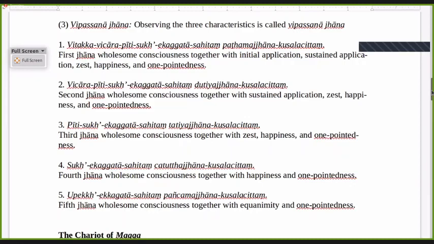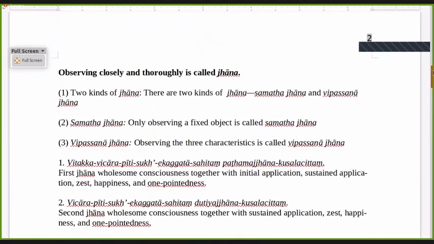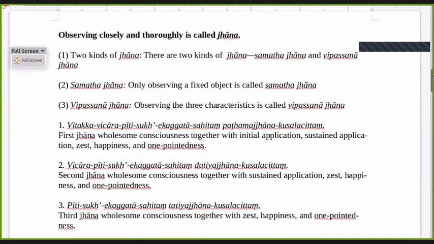And according to Abhidhamma, there are 5 jhanas, and according to Suttanta, there are 4 jhanas. So can you look? Can you see the page? Paper page number 2. So in the paper, there are 5 jhanas, that is according to Abhidhamma. According to Suttanta, there are 4 jhanas. In the first jhana, there are 5 factors: Vitakka, Vichara, Piti, Sukha, Ekagata.